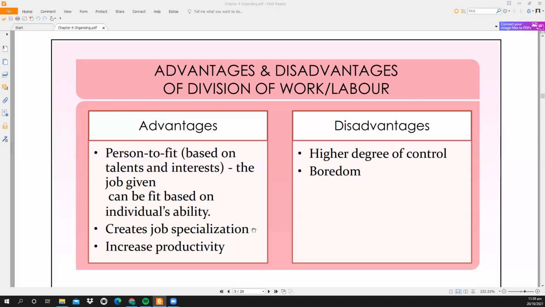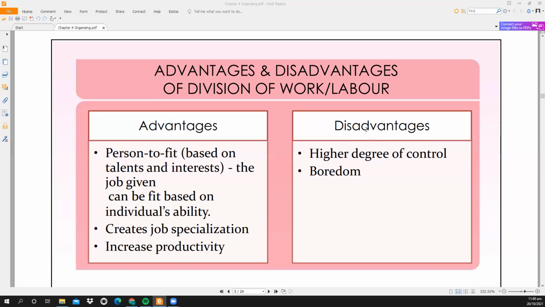Okay, so syempre, di ba, pag mas nakakabisado mo yung environment, mas bumibilis kang gumawa ng mga tasks and activities. So yung disadvantage naman, high degree of control. Okay, and then boredom. So syempre, pag paulit-ulit natin ginagawa yung isang bagay, minsan maboboring din tayo. Okay, unlike na pag walang division of labor, no, kahit anong ibigay sa'yo na work at gagawin mo.